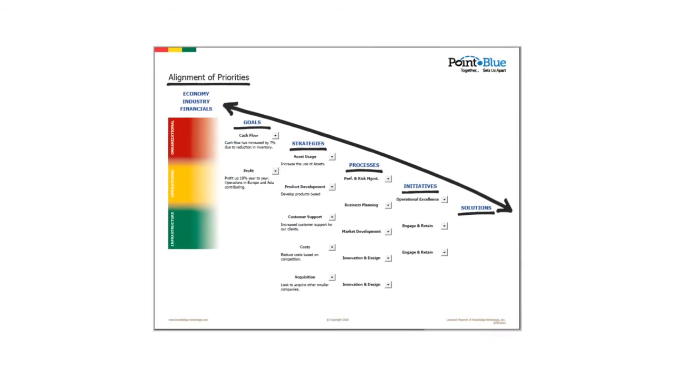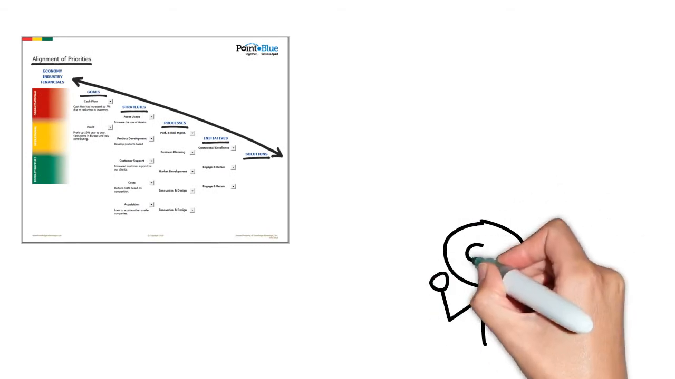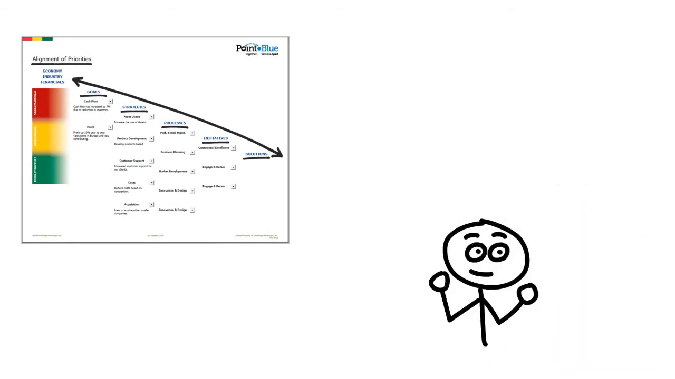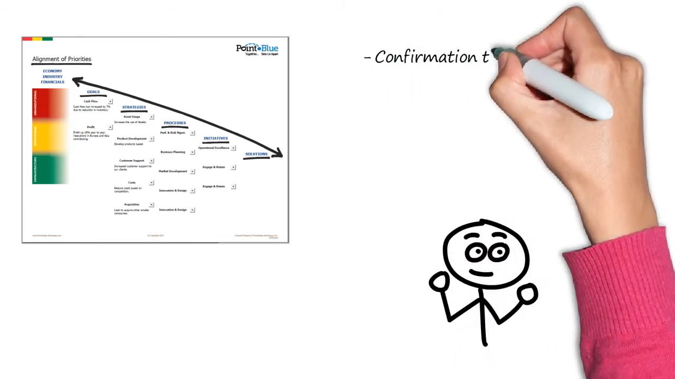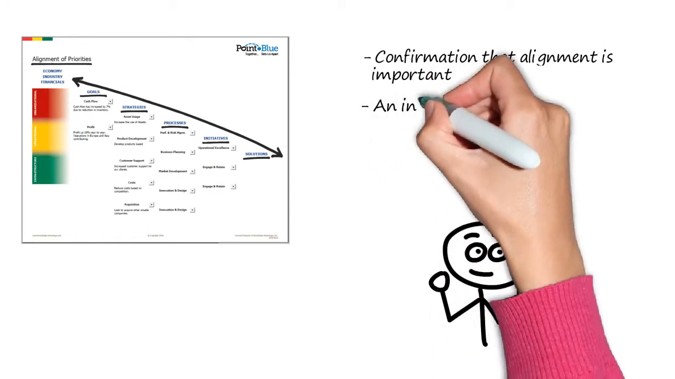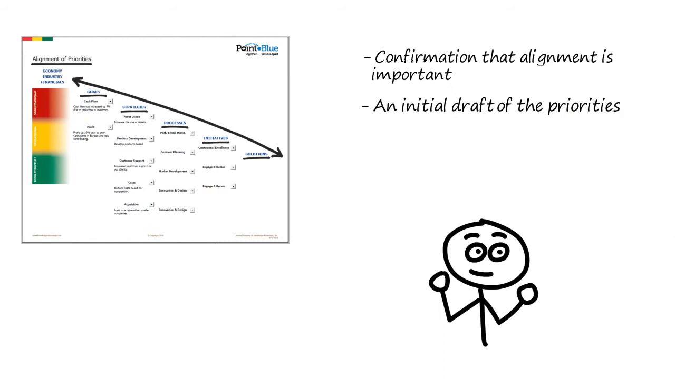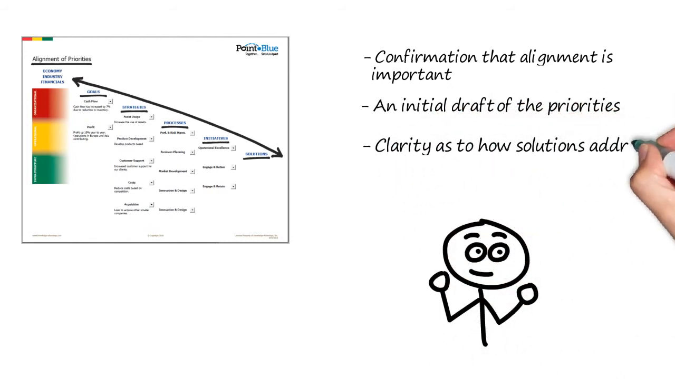Here's an example of a completed alignment of priorities, or AOP. As this example highlights, there are a number of expected outcomes you can count on whenever you use the alignment of priorities with a group of stakeholders. These include confirmation that organizational alignment is important, an initial draft of the priorities for stakeholders across the organization, and executive clarity as to how initiatives and solutions address top-of-mind business initiatives.